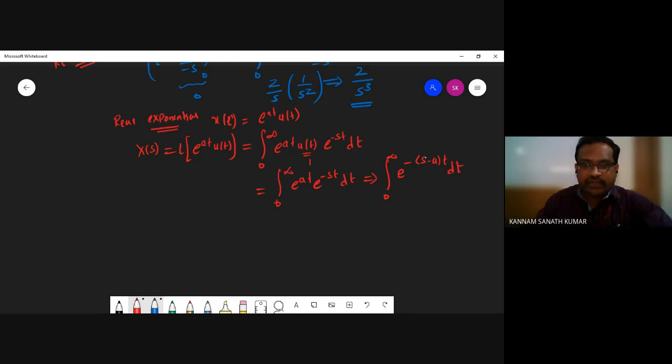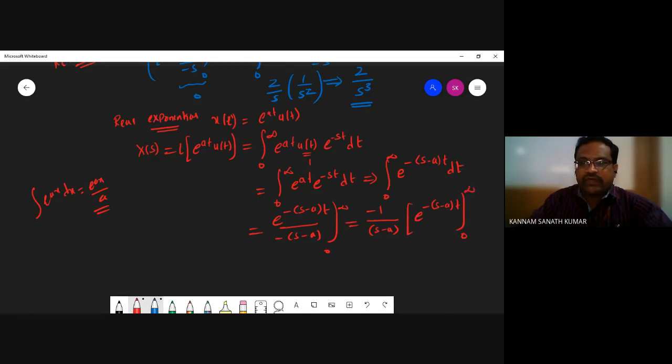So e power ax. What is the integration of e power ax dx equal to what? e power ax by a. Okay. Same thing. Here I am writing e power minus s minus a into t divided by minus of s minus a between the limits 0 to infinity. Okay. So anyway, minus 1 by s minus a is constant.